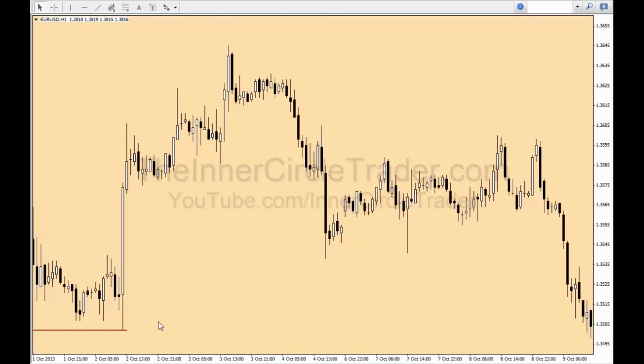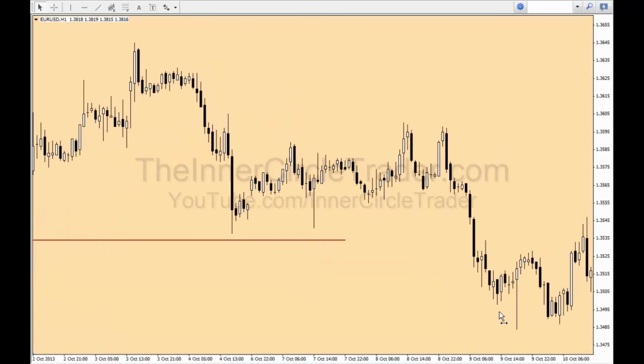Okay, we moved into a bullish order block right here. Did not dip into it. Okay, we did eventually trade down into it here, right in here, but there's nothing really to base this on.